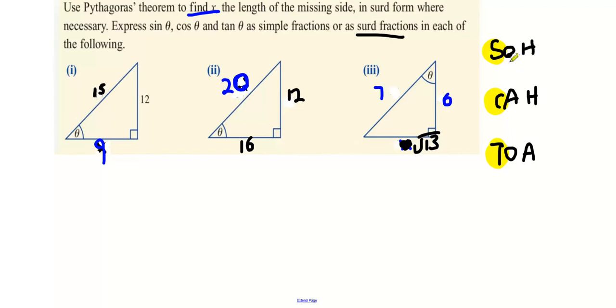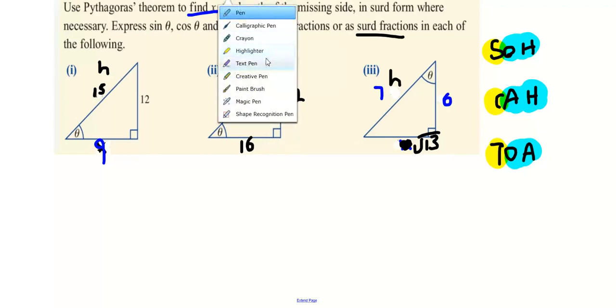Sine of an angle is your opposite divided by your hypotenuse. Cos of an angle is your adjacent divided by your hypotenuse. And tan of an angle is your opposite divided by your adjacent. Now to figure out which one is the hypotenuse, opposite, and adjacent, here's what we need to do. The first thing to know is that no matter what, the longest side in the triangle is always the hypotenuse. So this is the hypotenuse, 20 is the hypotenuse, and 7 is the hypotenuse.